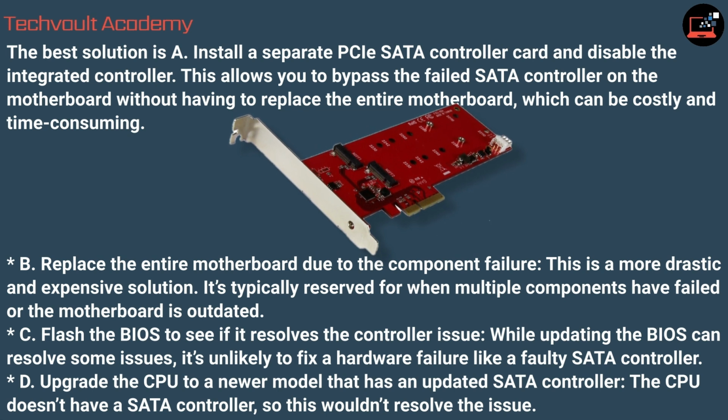C. Flash the BIOS to see if it resolves the controller issue. While updating the BIOS can resolve some issues, it's unlikely to fix a hardware failure like a faulty SATA controller. D. Upgrade the CPU to a newer model that has an updated SATA controller. The CPU doesn't have a SATA controller, so this wouldn't resolve the issue.